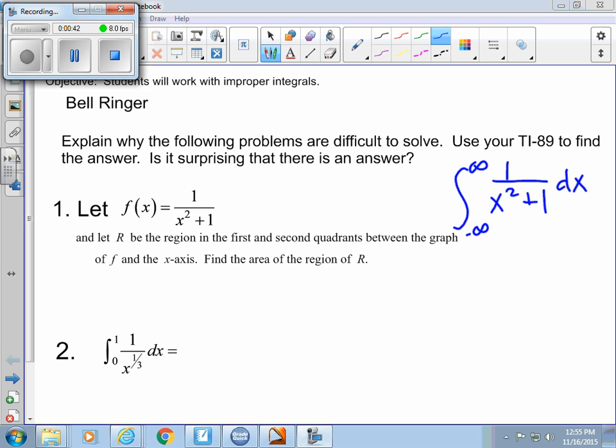has a vertical asymptote at 0. So that should be a problem, right? And if you tried to do it by hand, you would get a problem, wouldn't you? Because you would get some issue with the x to the 1/3. However, do you get an answer when you type that in your calculator? What do you get?